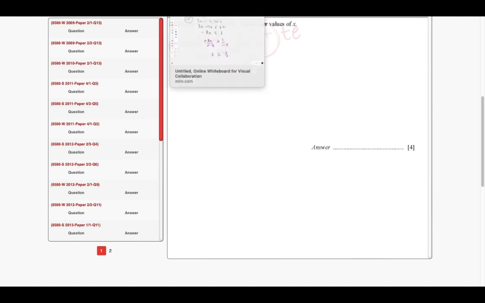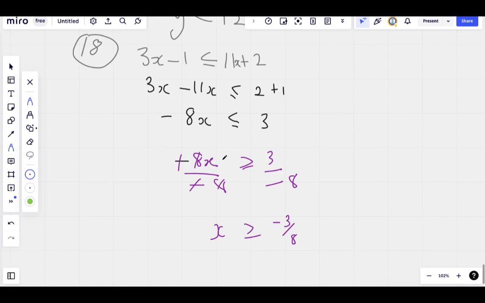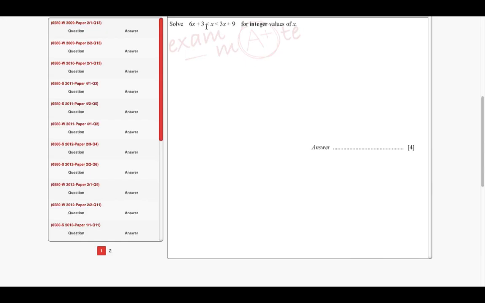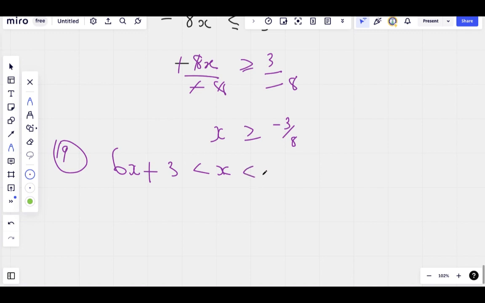So we say 6x plus 3 is less than x. Question number 19. 6x plus 3 is less than x, less than 3x plus 9.